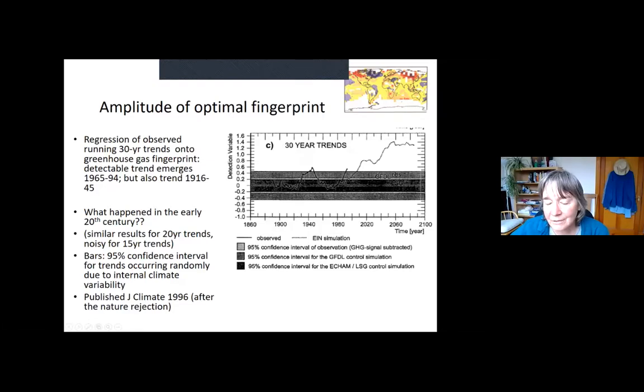which would lead us to say we have detected global warming at the time in 1996, which we also happily broadcasted in the paper. I was a bit concerned that you also had detected it in the 1940s, and that's something I'm going to come back to much later in my talk. So we published this in Journal of Climate after the usual Nature rejection.